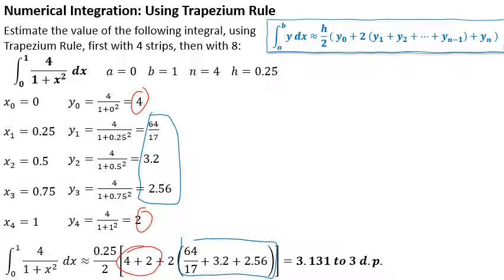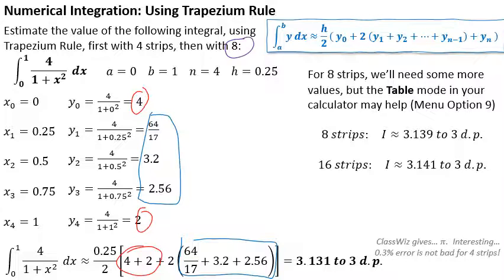I'd encourage you at this point to pause and see if you can calculate a few extra values. You can use these ones plus a few in between to find an approximation with 8 strips. When you've done that, unpause and you can compare your answers to mine. Here's what I got for 8 strips, and as a bonus I've given you the 16 strips version as well.